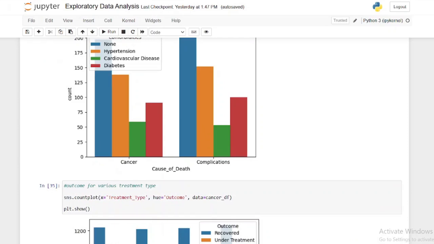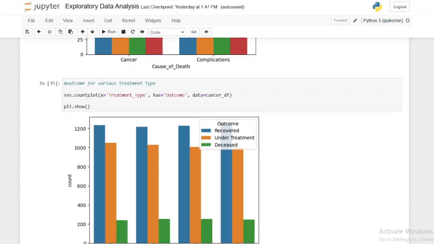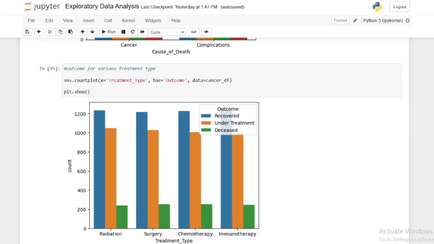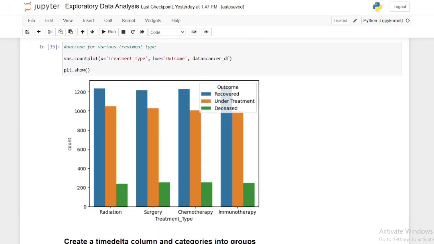So what are the outcomes of these various treatment types? So we had various treatment types. Some patients recovered, some are still undergoing treatment, while some died during the process. So the various treatment types are radiation, surgery, chemotherapy, and immunotherapy. So for patients that are undergoing radiation, let's see how many of them are recovering, how many of them are still undergoing treatment, or how many have died.